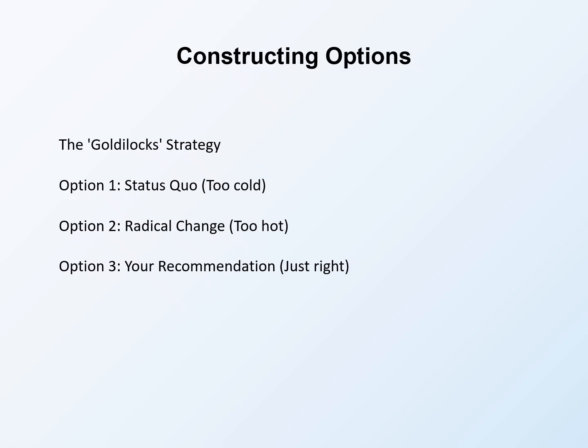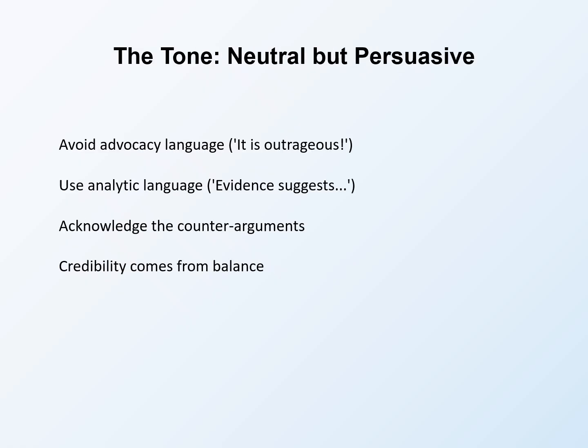Option 2 is a radical change, the too hot option. This might solve the problem, but is too expensive or politically risky. Option 3 is your recommendation, the just right option. It solves the problem, but is feasible and affordable. By framing your idea as the sensible middle ground between inaction and extremism, you make it easy for the politician to say yes.